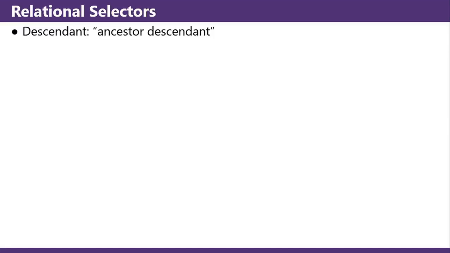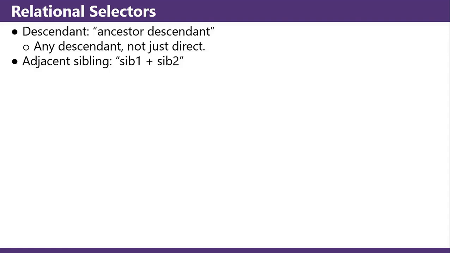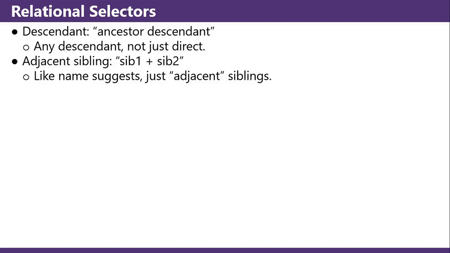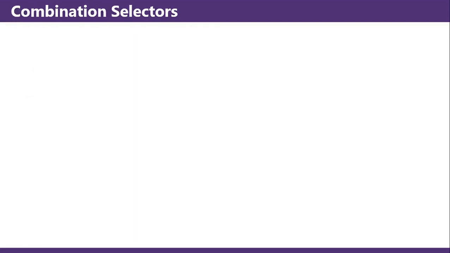Relational selectors. Descendant, written as ancestor space descendant, any descendant, not just direct. Adjacent sibling, sibling 1 plus sibling 2, like the name suggests, just adjacent siblings, not all the siblings on a certain row. Child is parent greater than sign child, just direct descendants.